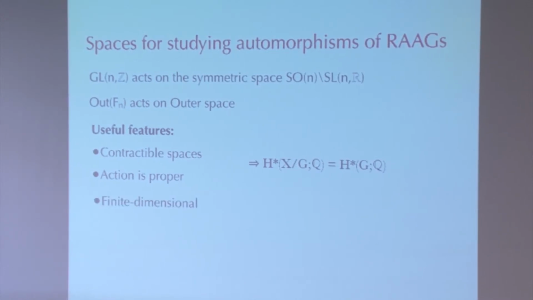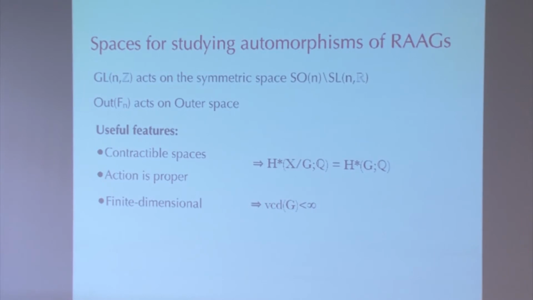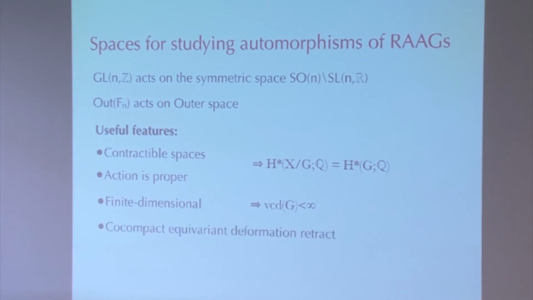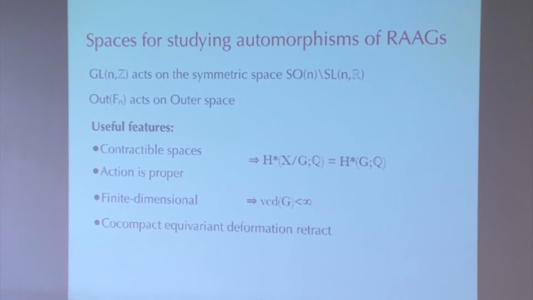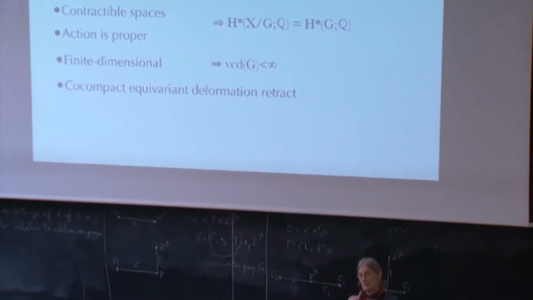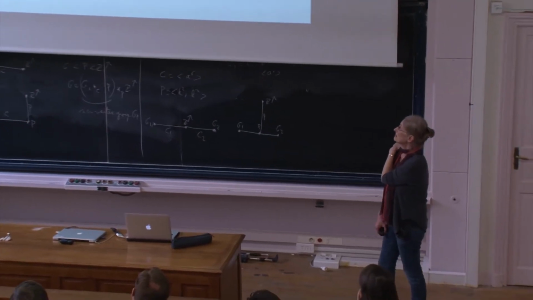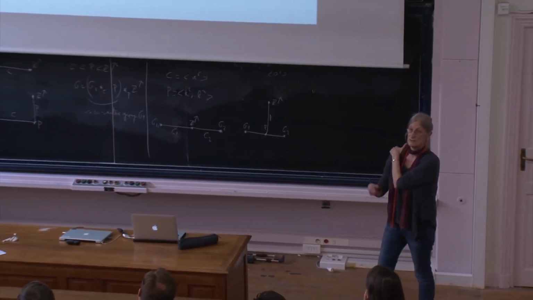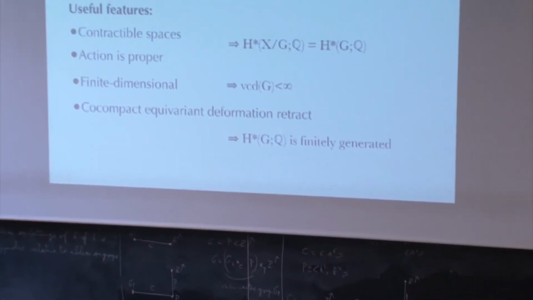For instance, the fact that these spaces are finite dimensional implies that the virtual cohomological dimension of the group is finite. These spaces have co-compact equivariant deformation retracts. So in particular, the cohomology of the group is the cohomology of this compact space, so it's finitely generated.